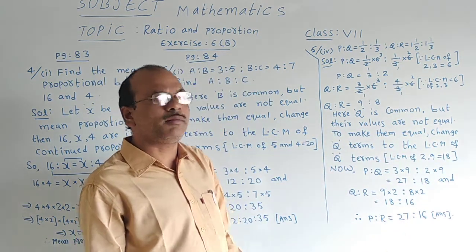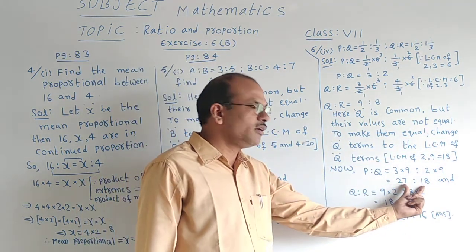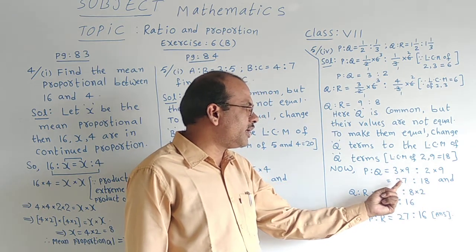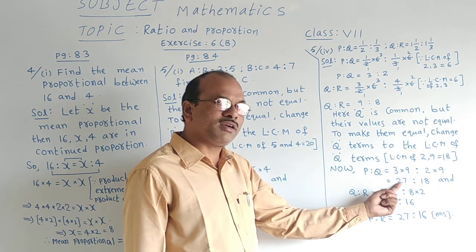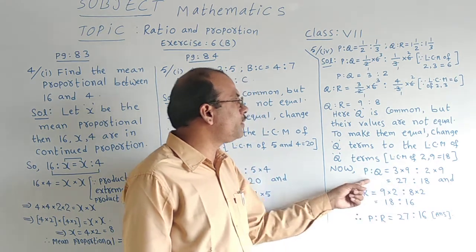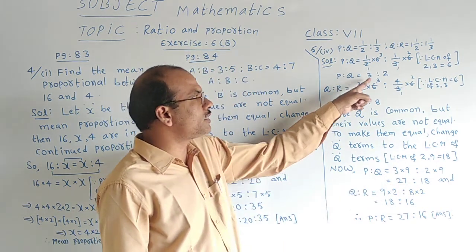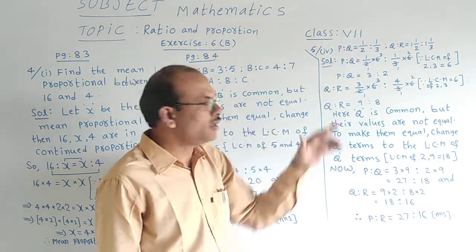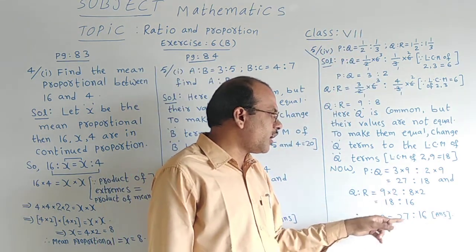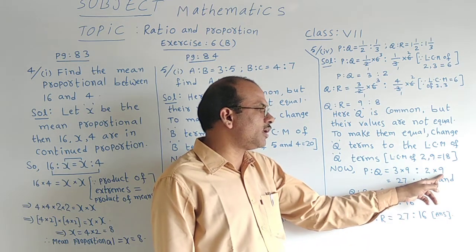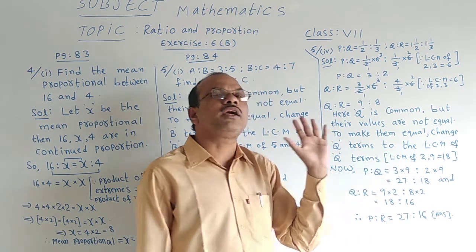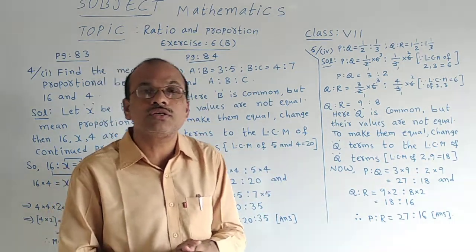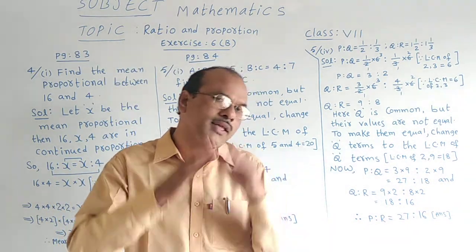Now what can be the common table to cancel both of them? Ninth table. 9 2s are 18, 9 3s are 27. 3 is to 2 as P is to Q. The P is to Q answer is 3 is to 2. To get the same answer, we have to multiply. How much have we multiplied here with the ninth table? Here also with the ninth table we have to multiply. Then only the ratio will not get any change in its basic value or in the actual value.